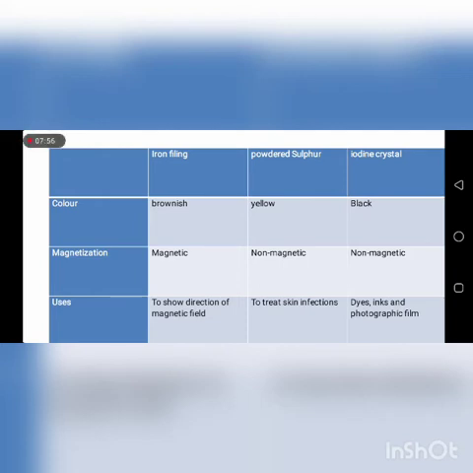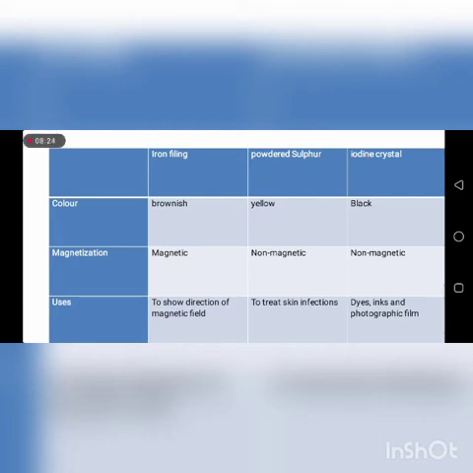So you can differentiate them in terms of their color. The next one is magnetization, whether they are attracted to a magnet or not. That is another way of differentiating between the three of them. The iron filing is magnetic, so it will be attracted to a magnet. Powder sulfur is not magnetic, and iodine crystal is also not magnetic. So with that, we can distinguish between the three specimens.